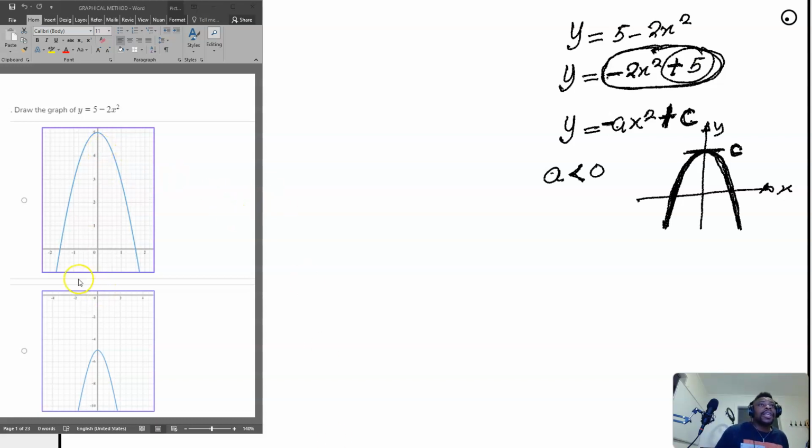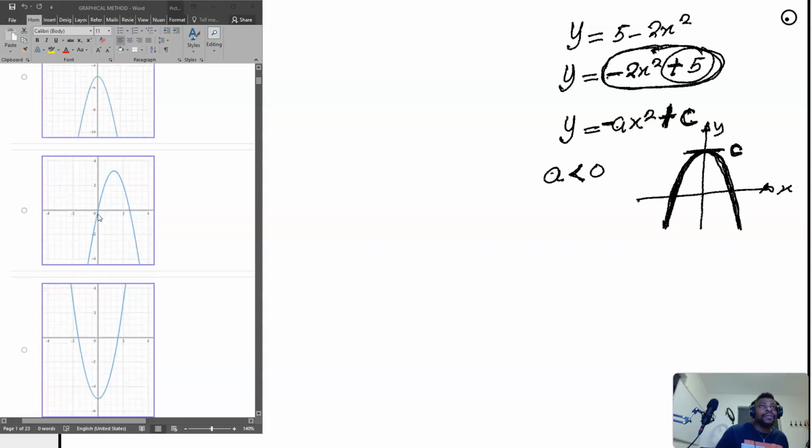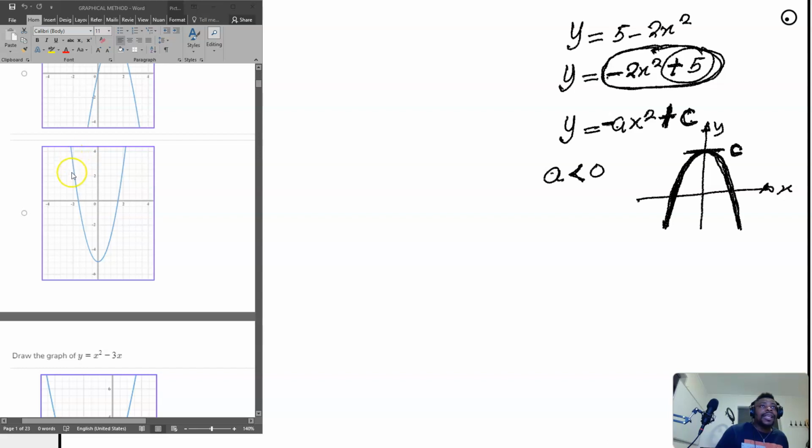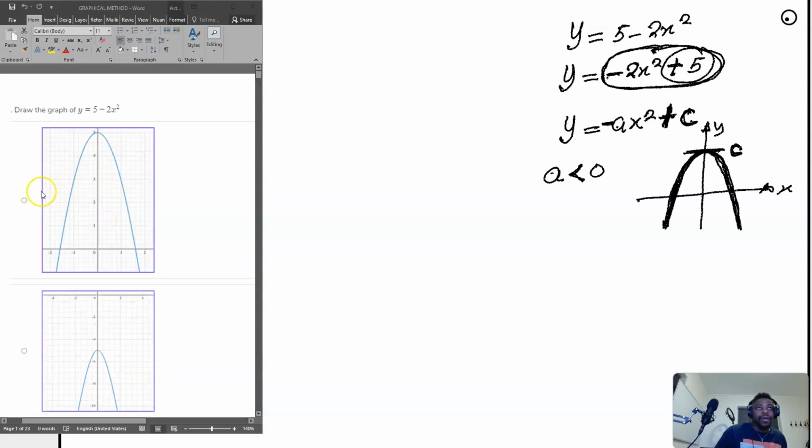So the first option here is closing up, good, and is cutting the y-axis at 5. So this is the answer, but let's check the rest. This one is closing up, good, but it is cutting the y-axis at minus 5. So that is wrong. The next one is closing up, good, but is not cutting the y-axis at any value. So that is wrong. The last one here opens up. Our curve should be closing up. So this is wrong. So our answer is the first option, which is option 1.